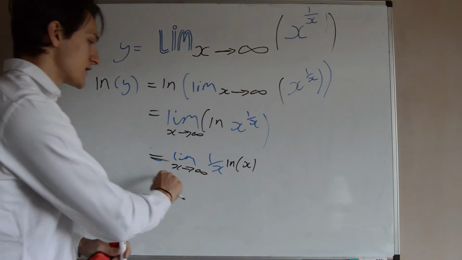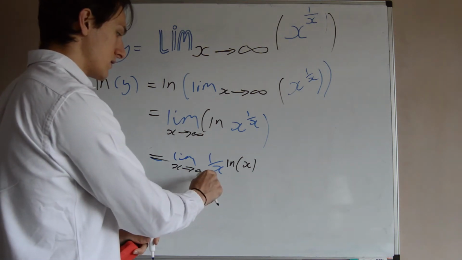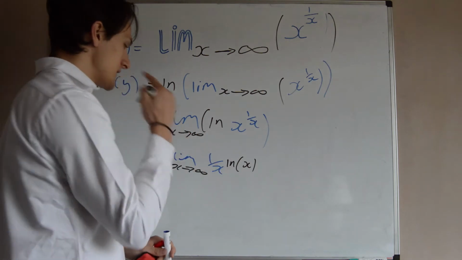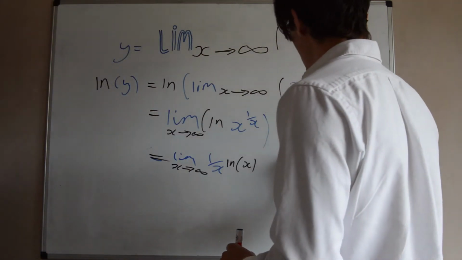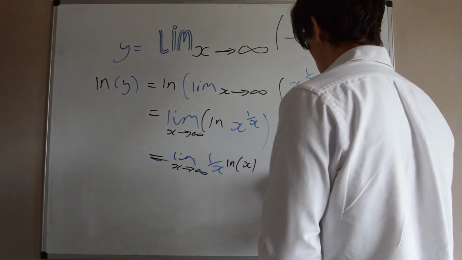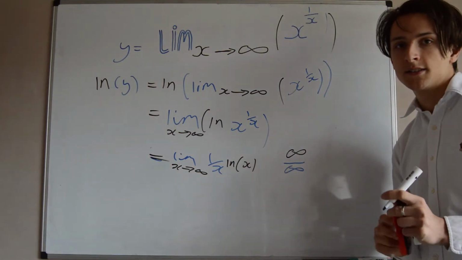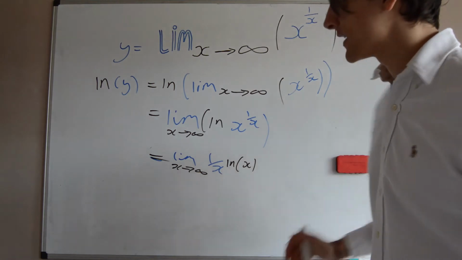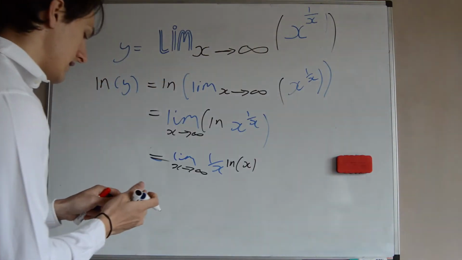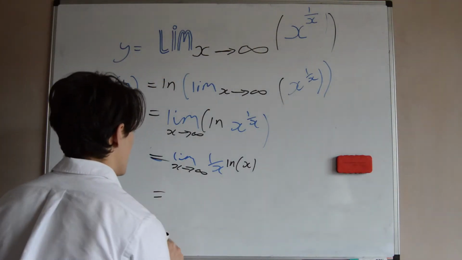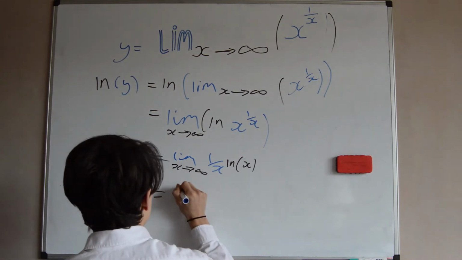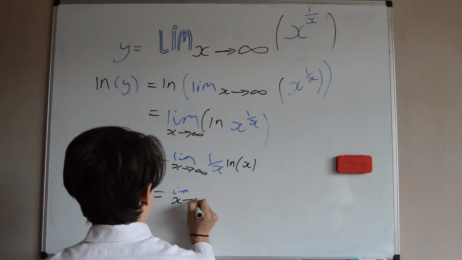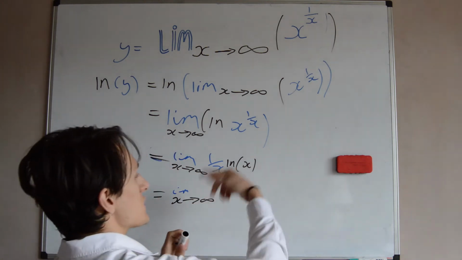Okay, so now as x goes to infinity, we have infinity, 1 over infinity, and we have infinity here. So now this is a limit of the form infinity divided by infinity. And this is one that we know how to work with. We can apply L'Hopital's rule. L'Hopital's rule says that this limit is equal to the limit as x goes to infinity of the derivative of the two things.